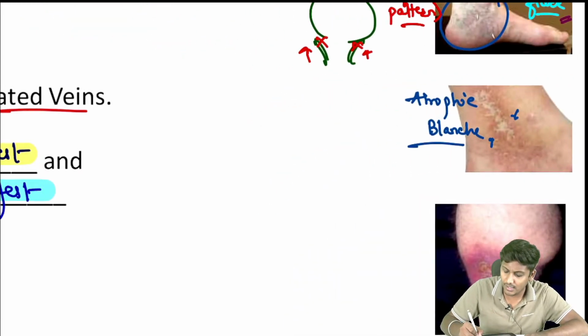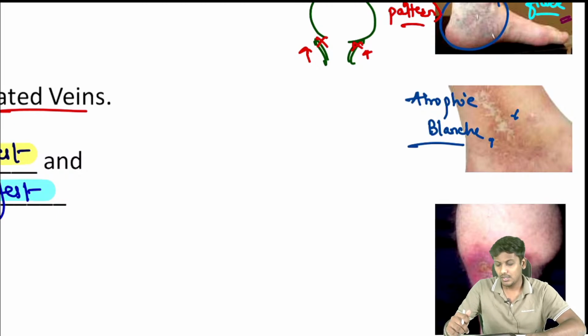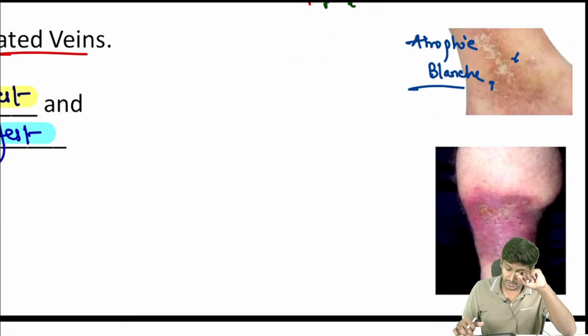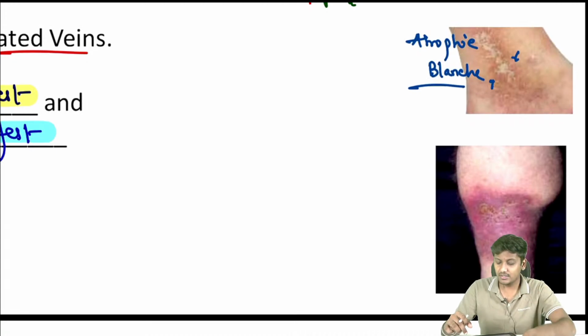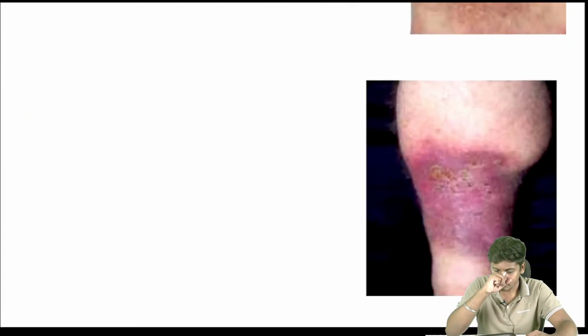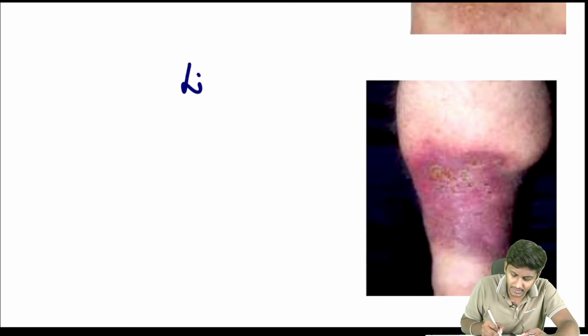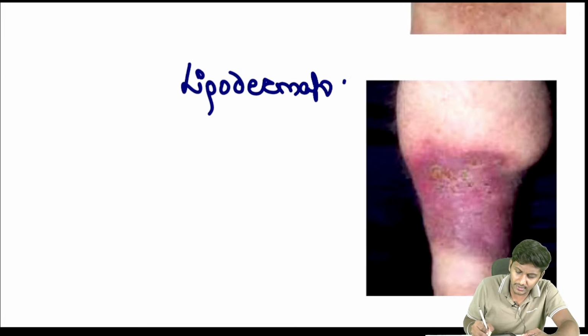And the last feature which is going to appear in the patient is this one. Due to chronic varicose veins, patients are going to develop this kind of a feature. What is this? This is the classical, you have to remember, lipodermatosclerosis. Yes, this is the classical image-based question of FMG, asked twice in the examination. This is a classical feature of lipodermatosclerosis.